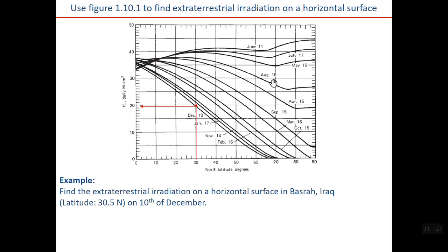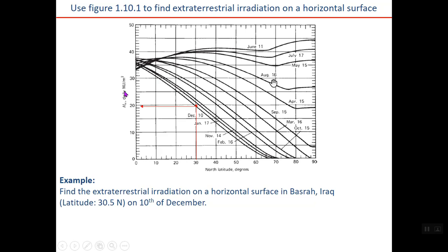As an example, find the extraterrestrial irradiation on a horizontal surface in Basra, Iraq at a latitude of 30.5 N on 10th of December. So you may find 30 here as an approximation, because it may not be possible to find 0.5 in this figure. Go up, cross with the 10th of December. Okay, this is 10th of December, and then to the right you can see that the value is maybe approximately 20 or somewhat less. What's the unit? Megajoule per square meter. This is daily, or megajoule per square meter per day.